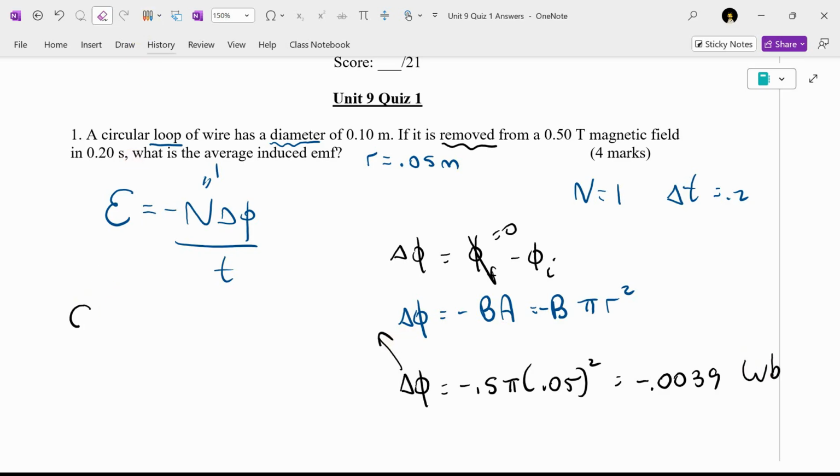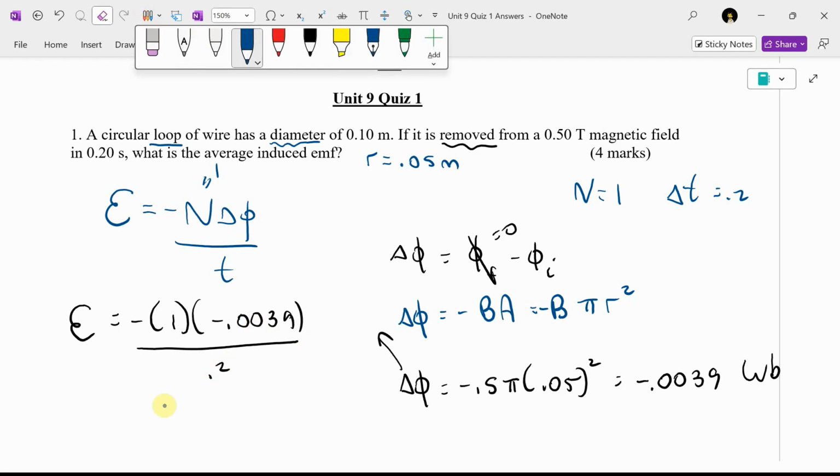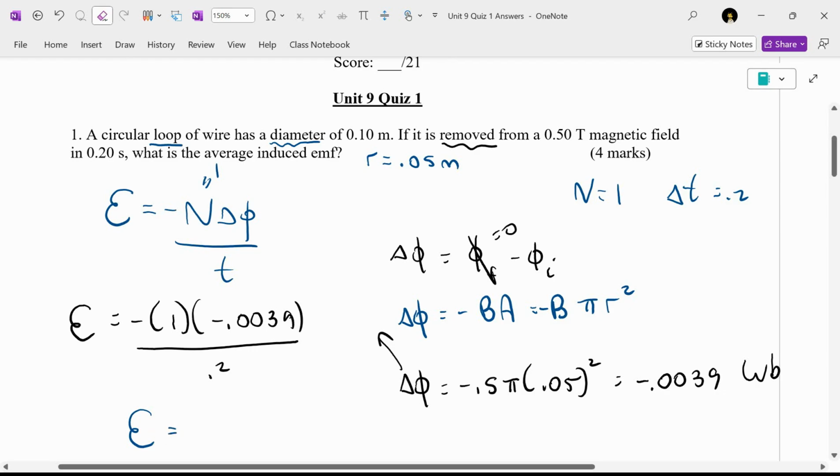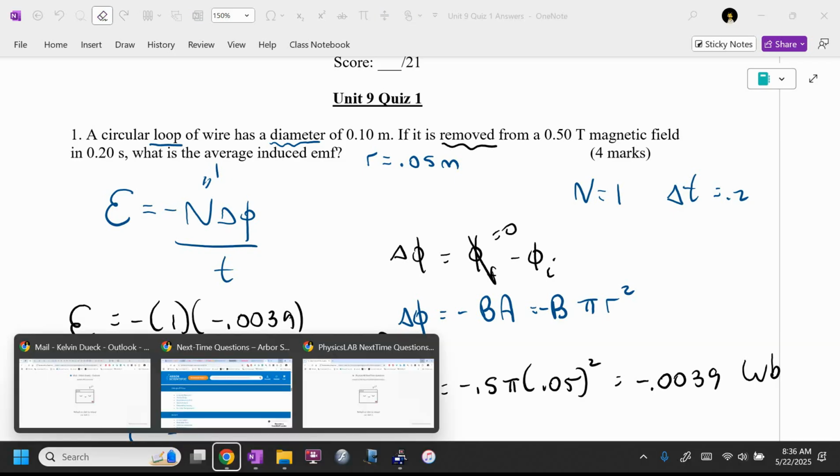I'm going to get the EMF equals negative 1 times negative 0.0039, using my answer button, divided by 0.2. What's the average voltage we'll get? Why is it the average voltage? Because it will be changing as the coil leaves the magnetic field, with the flux going from maximum to zero. So it wouldn't be a constant voltage. We're going to get an average.